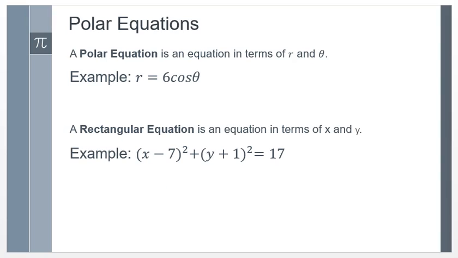Just so that you have an idea in mind of what a polar equation looks like, it's any equation that has r's and thetas in it. So this is one example of a fairly common polar equation. And rectangular equations are what we're usually working with. An example of this one would be something that has x's and y's only in it. So we're going to learn how to convert back and forth between the two different equation systems.